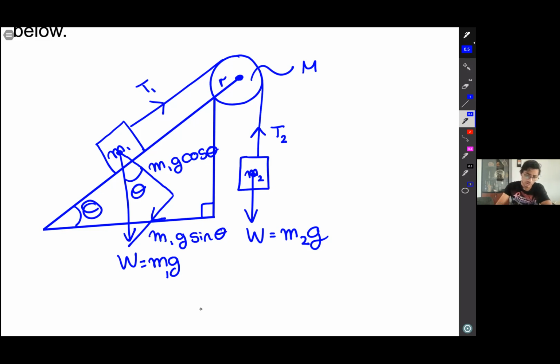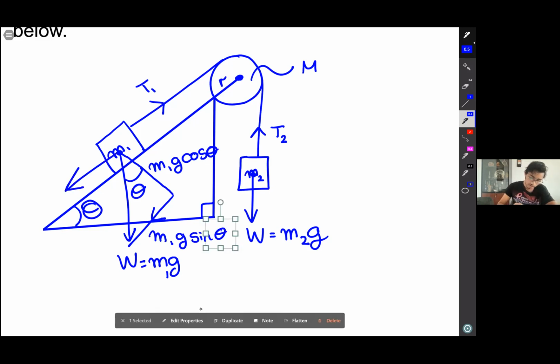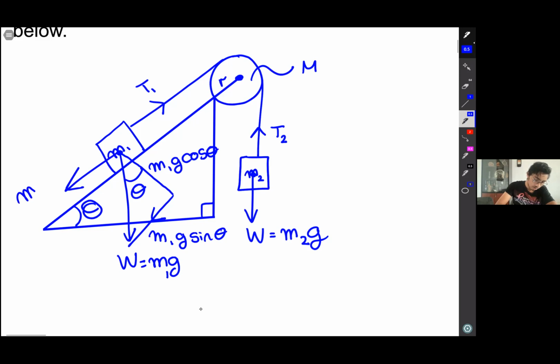So we can say that the direction of motion here, just to make it a bit more clear, is M1G sine theta. Now, because it's a frictionless plane, we do not have to really be bothered about this component over here. However, if there was friction, the frictional force would be equal to some constant mu k multiplied by the normal force, which is M1G cosine theta.